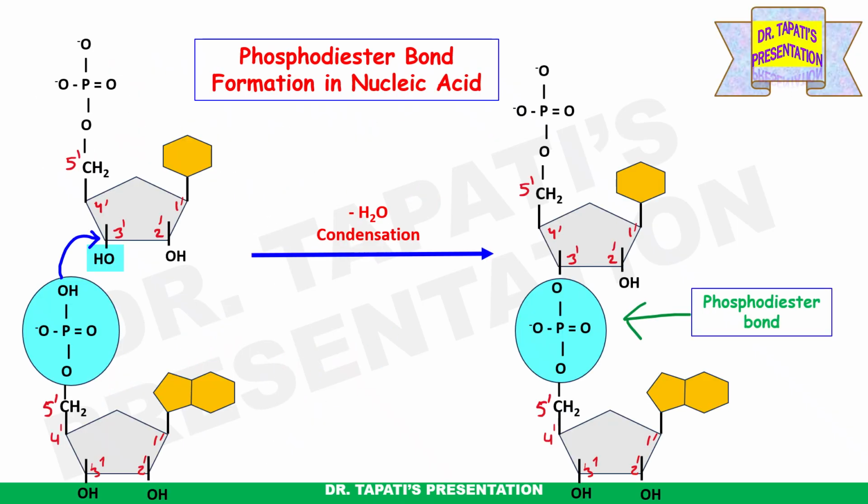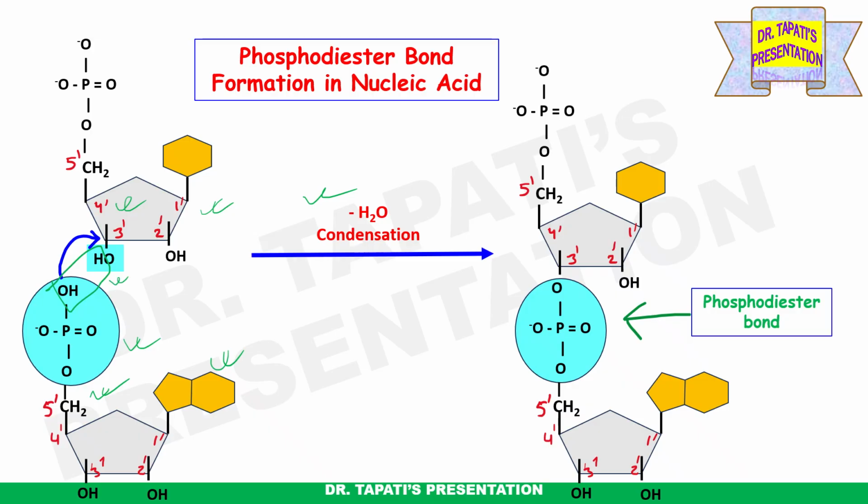A phosphodiester bond is formed between two nucleotides by releasing a water molecule. So that means it is a dehydration or condensation process. In a nucleic acid, that means in DNA and RNA, a phosphate moiety links the 3' carbon of the sugar of one nucleotide to the 5' carbon of the sugar of the succeeding nucleotide. The bond between phosphate and the hydroxyl group of the sugar is an ester bond.